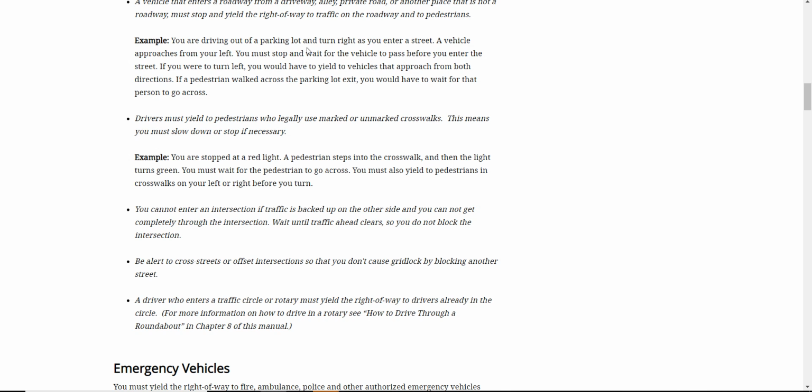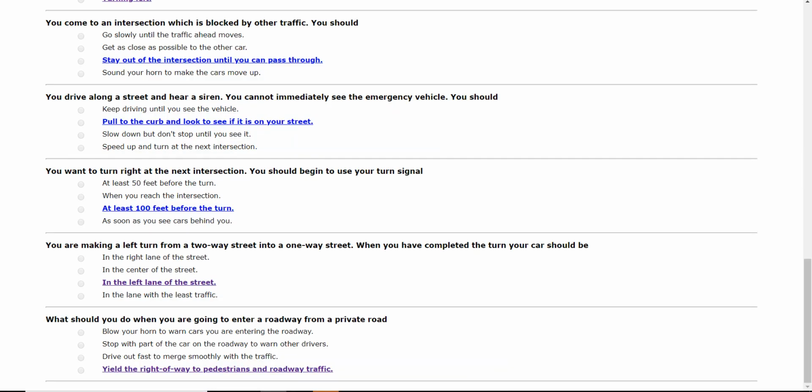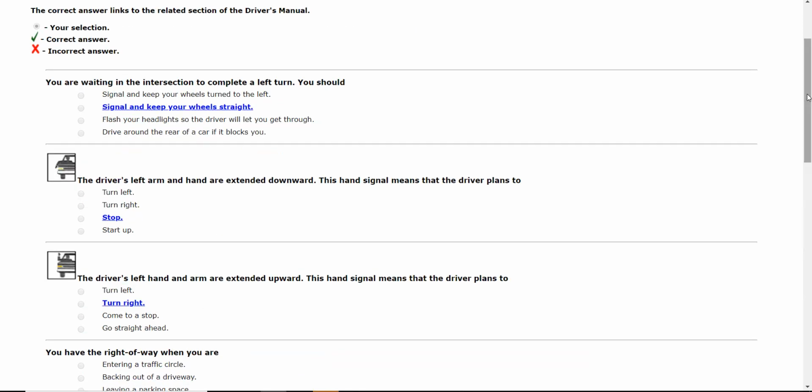You're driving out of a parking lot and turn right to enter a street. A vehicle approaches you on the left. You must stop and wait for the vehicle to pass before entering the street. If you turn left, you will have to yield to vehicles that approach from both directions. If a pedestrian walks across the road, you must wait for the person to cross. So that was chapter 5.